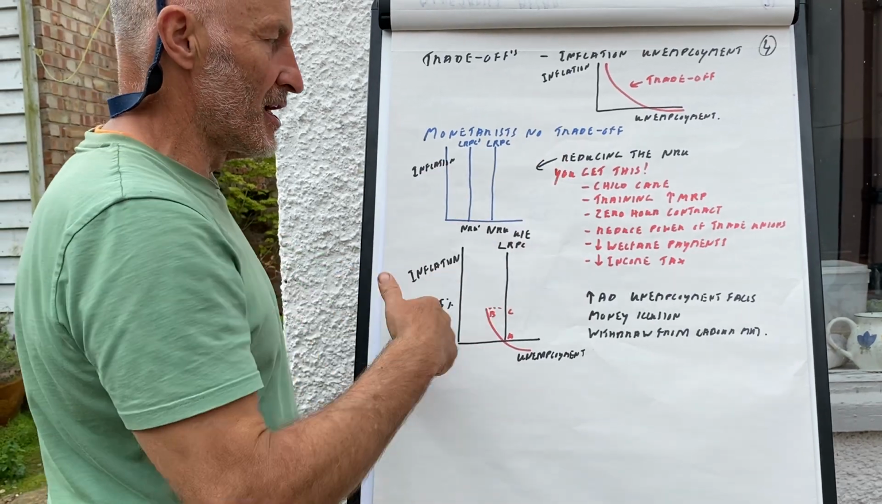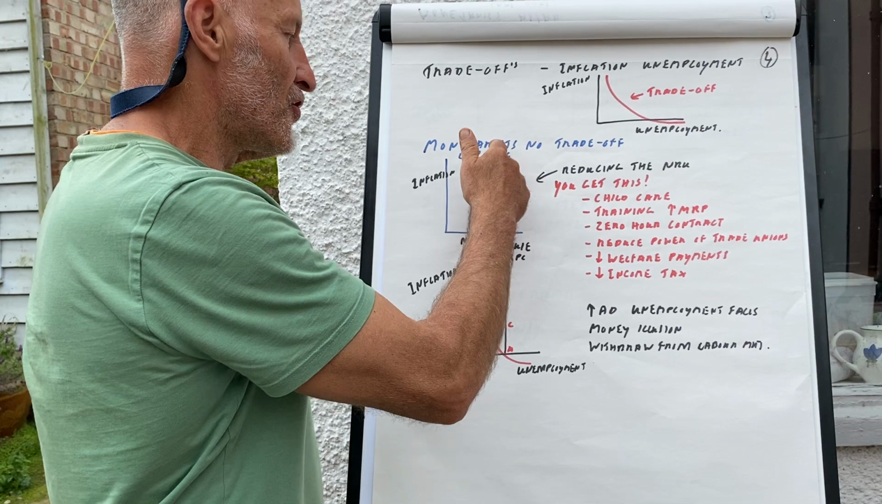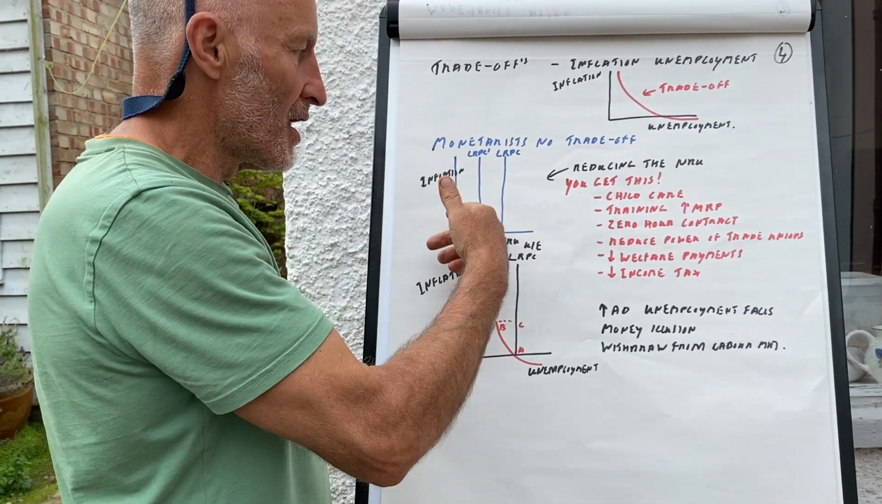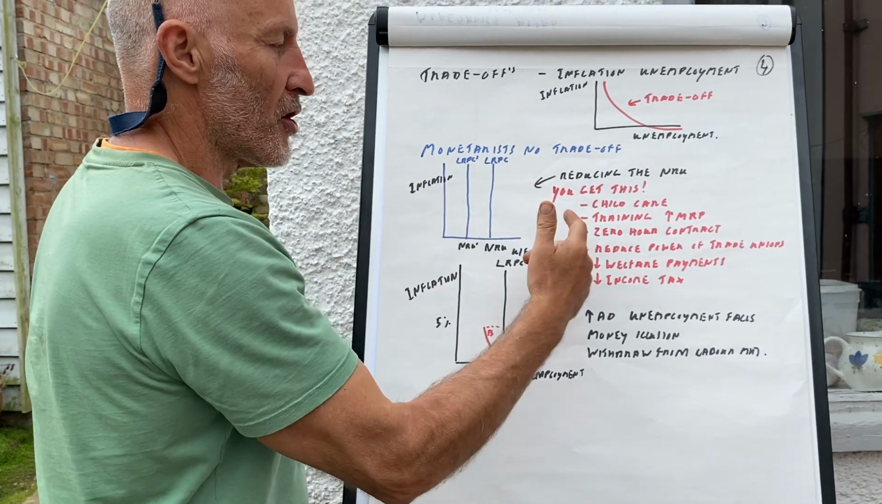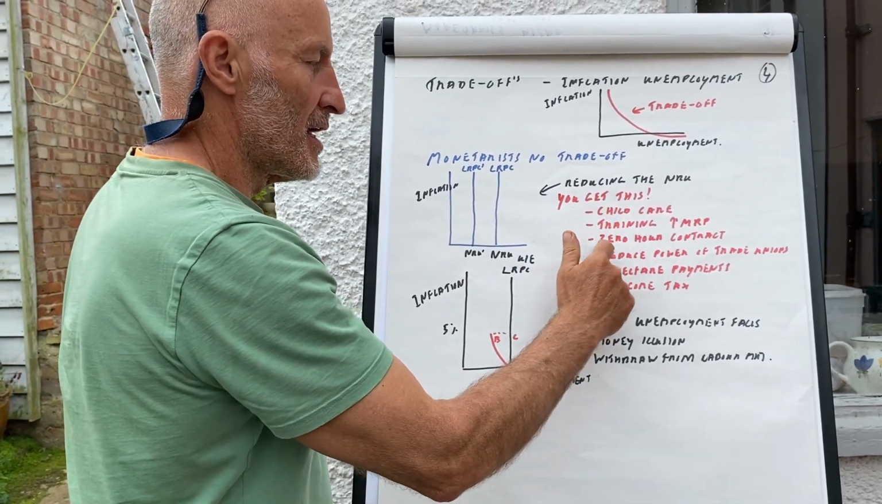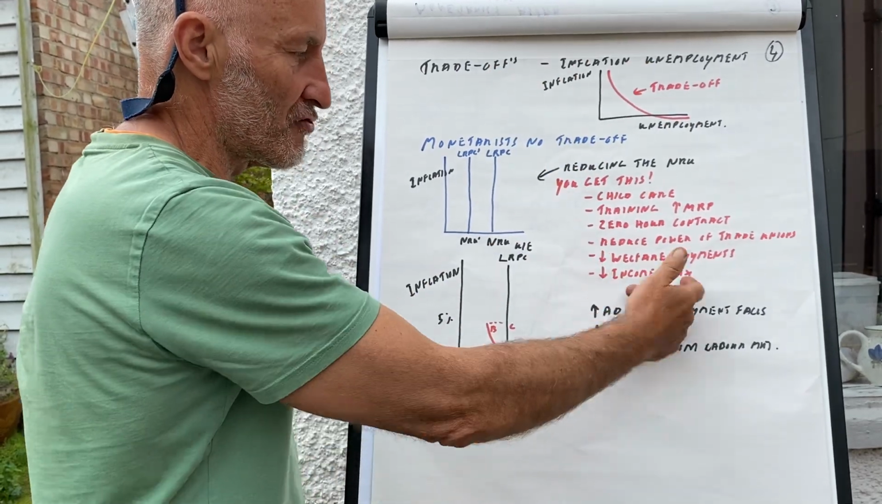And then the monetarists came in with the long-run Phillips curve, which says there is no trade-off. Okay, so if you can reduce the natural rate of unemployment, then we can lower that. How do you reduce the natural rate of unemployment? Free market supply side: childcare, training, zero-hour contracts, reduce power of the trade unions, decrease welfare payments, decrease income tax.